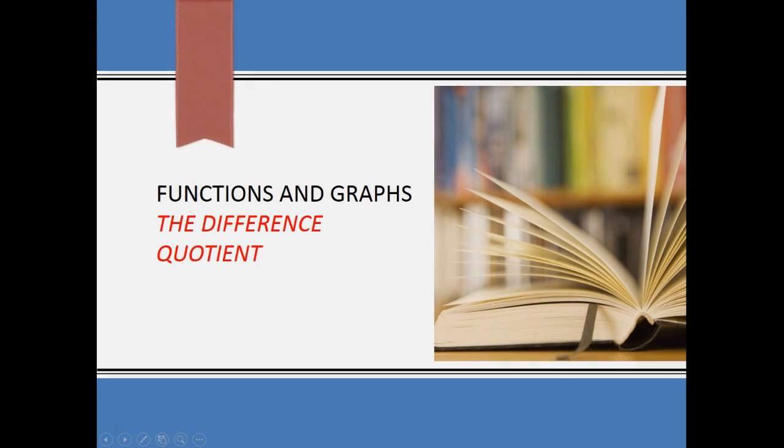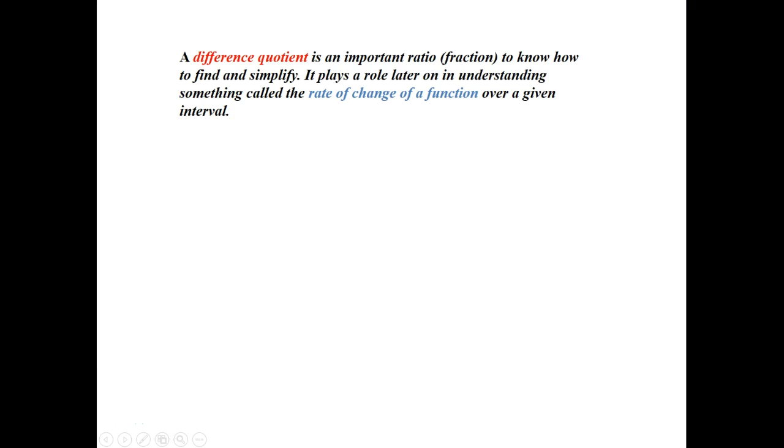In this section on functions and graphs, I want to talk about something that's called the difference quotient. The difference quotient is an important ratio or fraction to know how to find and simplify, and it is going to play a role later on in understanding something that's called the rate of change of a function over a given interval. Let's talk about how the difference quotient is defined.